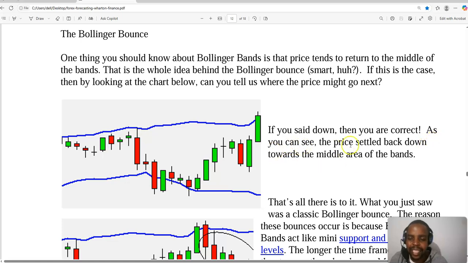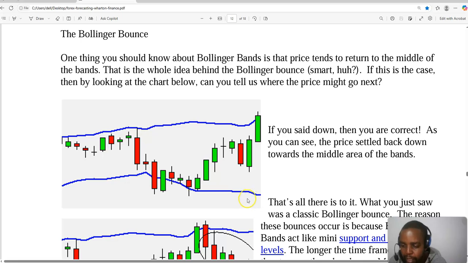As you can see, the price settled back down towards the middle area of the band. So when the price hits the very edge of the band, it will tend to come back to the middle. Even on this side as well, you can see the price was down and then it hits the band. This is the bounce, it bounced right back up. Then it bounced off that side too.